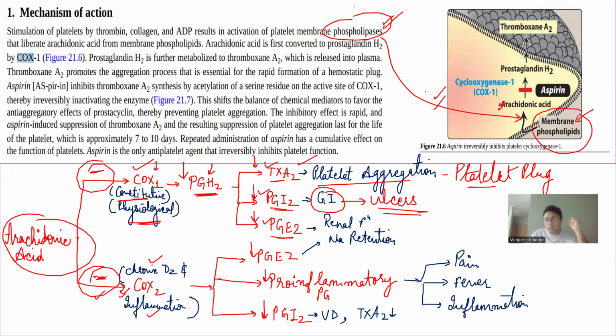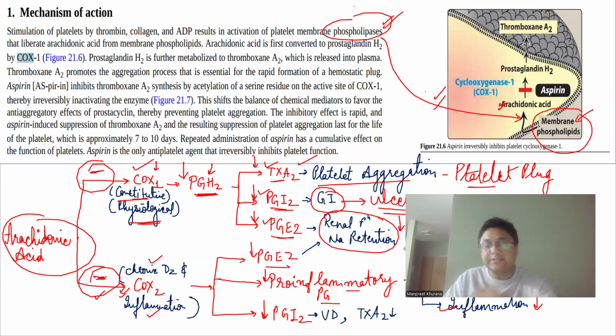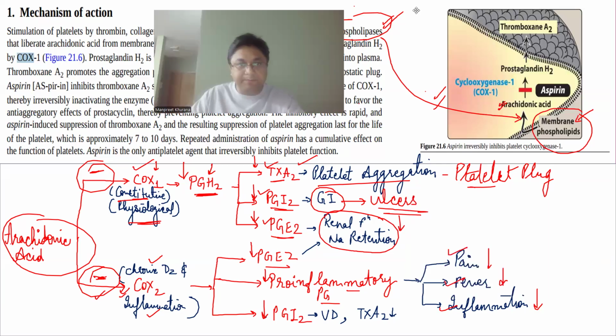Inhibition of PGE2 in both COX-1 and COX-2 pathways decreases the renal function. So it has a negative effect on the kidney. Now, if you see with the COX-2, there are some pro-inflammatory prostaglandins, which are involved with pain, fever, and inflammation. So when it is inhibited, the pain is decreased, fever is decreased, and inflammation is decreased. These are the useful effects. These are the required effects of aspirin, right?